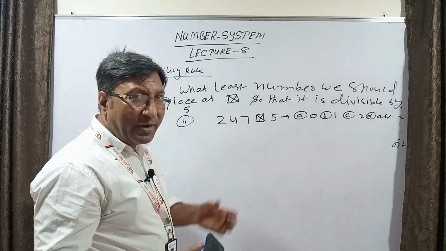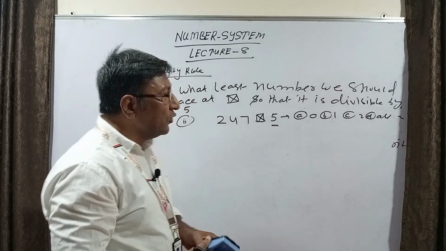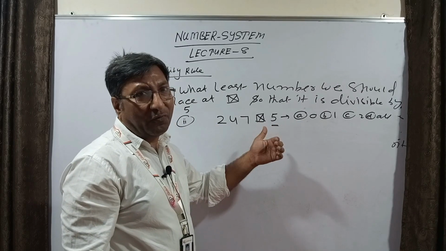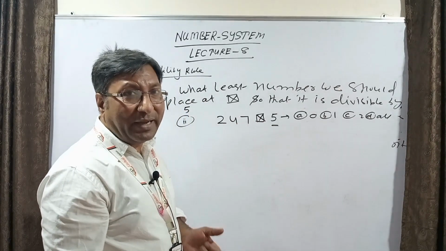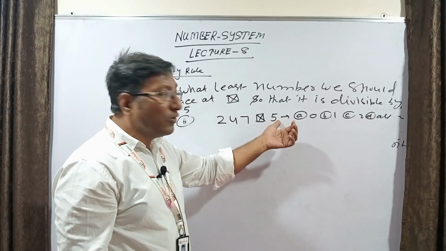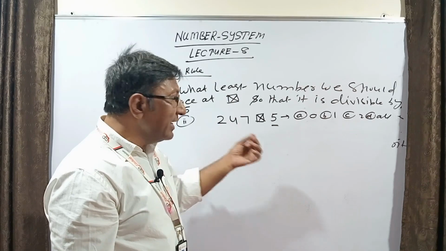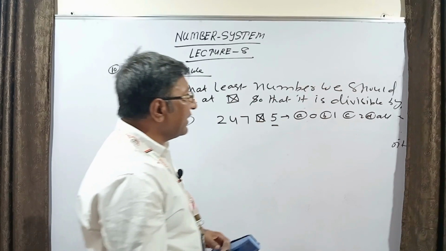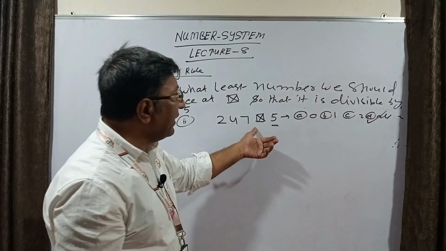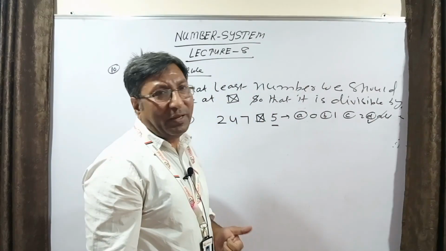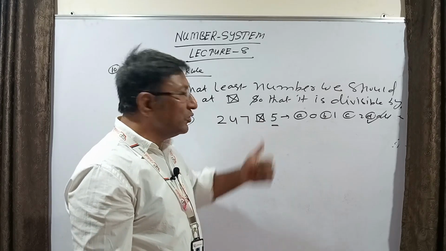So our simple technique is: you check what the unit digit is. If the unit digit is 0 or 5, then whatever number is given, it will be divisible by 5. Here the unit digit is already 5. So this number is divisible by 5, any number written here. So our correct answer is all of these. 0 may be here, 1 may be here, 2 may be here. This number is always divisible by 5 because the unit digit is 5.